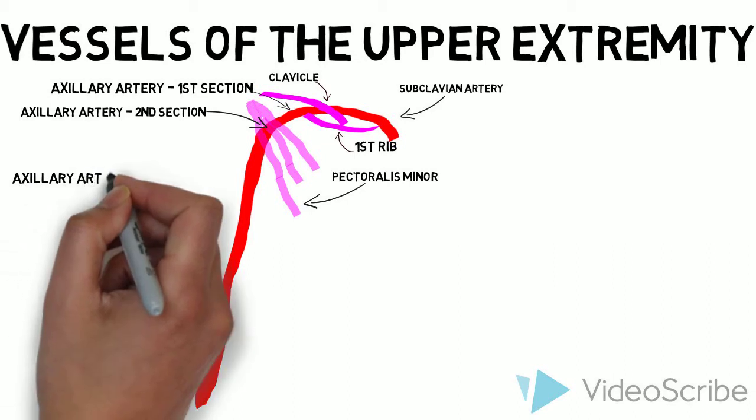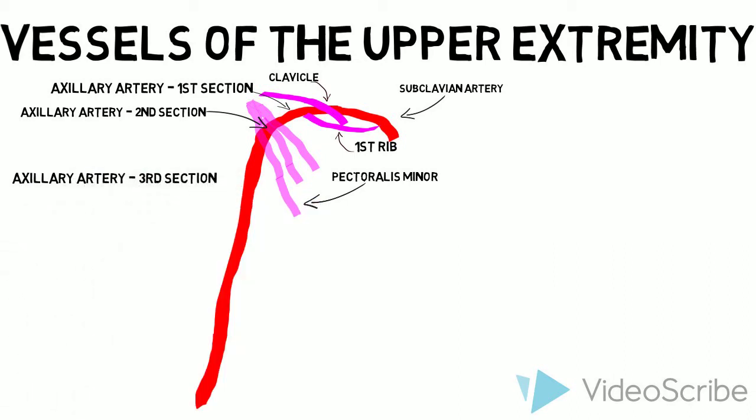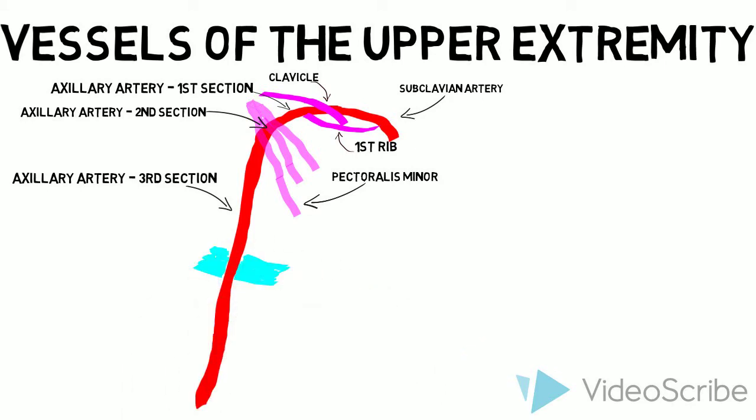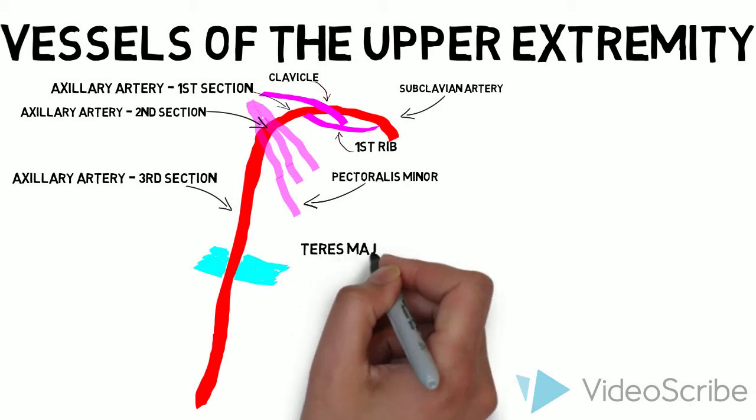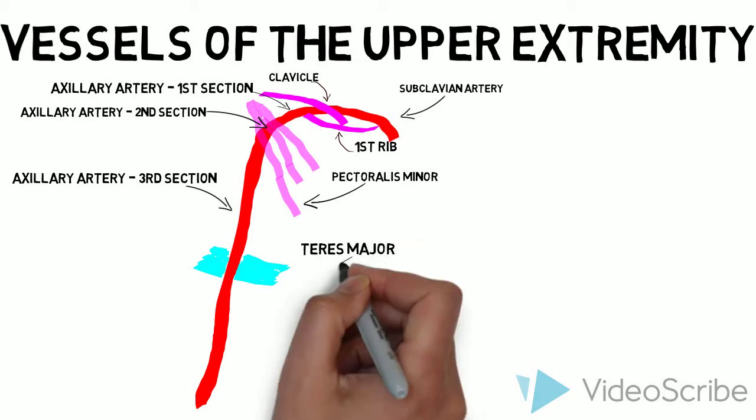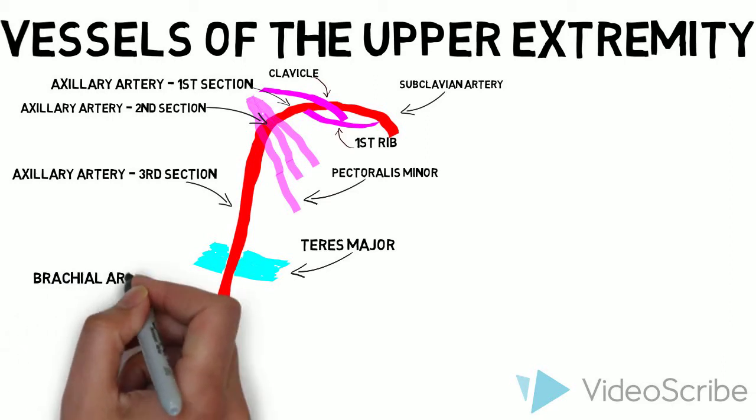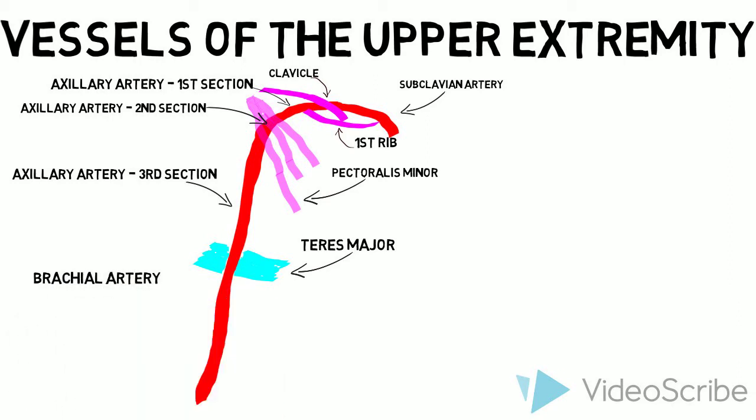So beyond the pectoralis minor, it is called the third section of the axillary artery. And this goes until this muscle right here, which is the teres major muscle, which is posterior to the artery. At the lower border of the teres major muscle, it becomes the brachial artery.